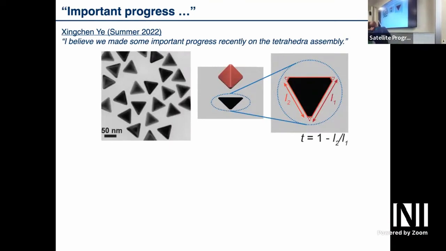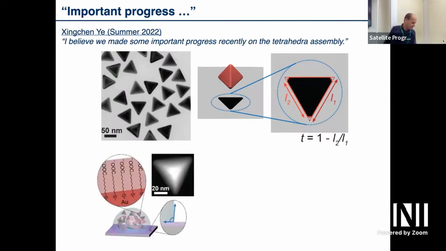So these are the particles you can make. You see the edge length is 50 nanometers. I hope it comes quick. There it is. Here you see it's still a little bit rounded. We call this the truncation parameter, which will become important later. It's just 1 minus L2 over L1. They're good enough for our purpose, as you will see.